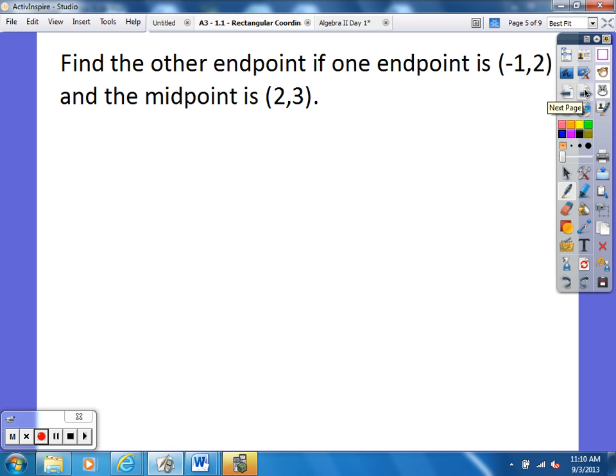So let's do it differently. What if I give you a midpoint and I give you an endpoint? Can we find the other endpoint? And the answer is yes. So take a minute, write that down. And then we're going to work through this one and try to make it easy enough for us using just our formula.